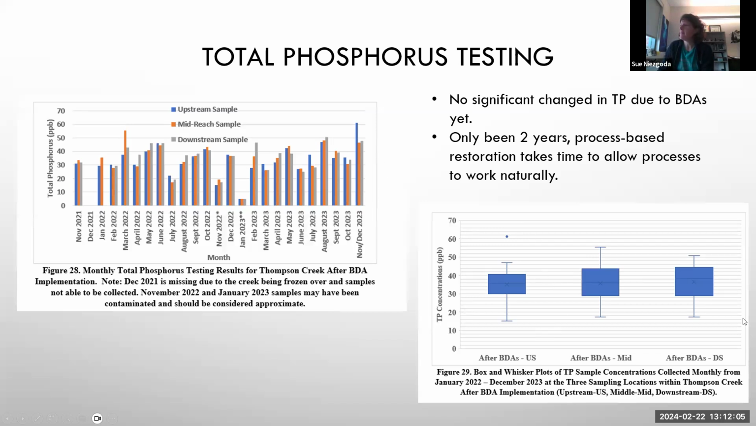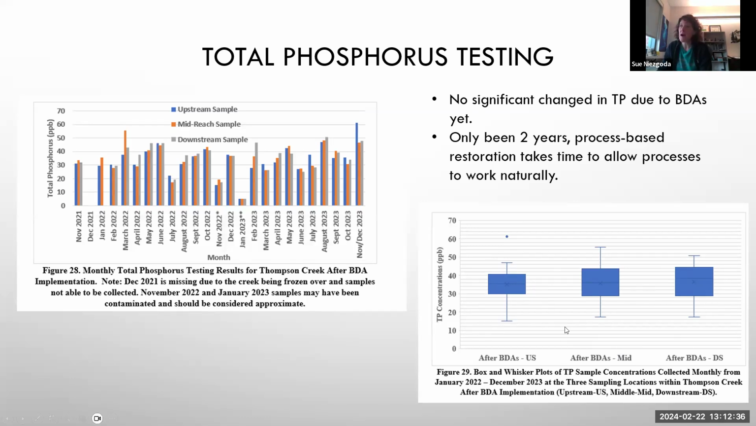And then these are the box plots of changes in total phosphorus concentrations over time, after the beaver dam analogs have been put into place. The idea is that we're hoping to see the upstream sample have higher total phosphorus than the midstream and the downstream ones, right? So we want to see a reduction in total phosphorus in the downstream direction. Currently, as you can tell by these box plots, we're not seeing that dramatic a difference.